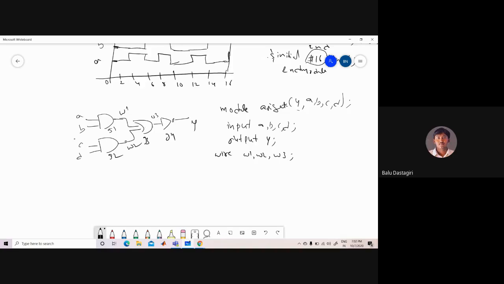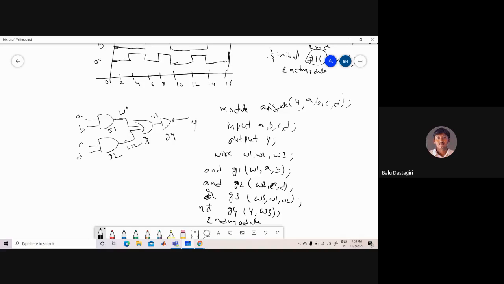After specifying the wires, next write the gate primitive declarations one by one. The first one is the AND gate, whose label name is G1. The output is W1, the inputs are A, comma B. Similarly, AND G2 is the label name, the output is W2, and the inputs are C, comma D. Next is the OR gate, the label name is G3. The output is W3, and the inputs are W1, comma W2. The next one is the NOT gate, whose label name is G4. The output is Y, the input is W3, and end module.